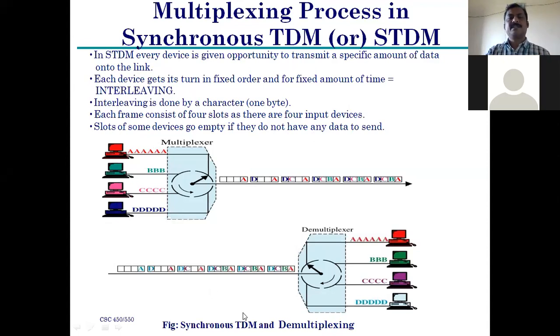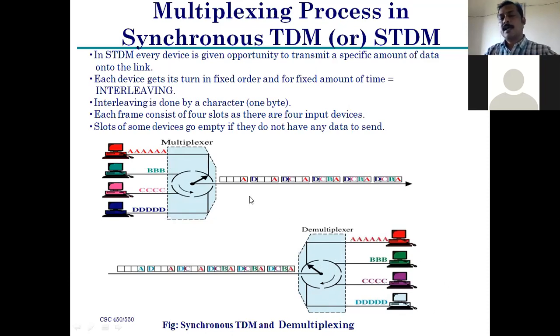Must leave it that empty slot. Here is another example. This is the multiplexer process and this is the demultiplexing process. All the entire information combined forms a composite signal. That composite signal is one of the inputs of the demux. So here the demux process separates all the individual users' information: individual A, individual B, individual C, and D.